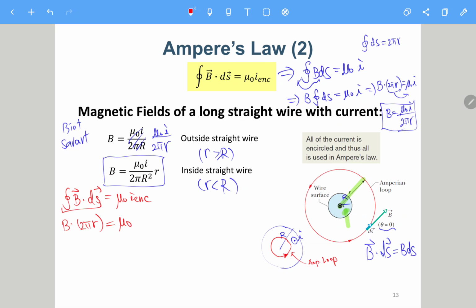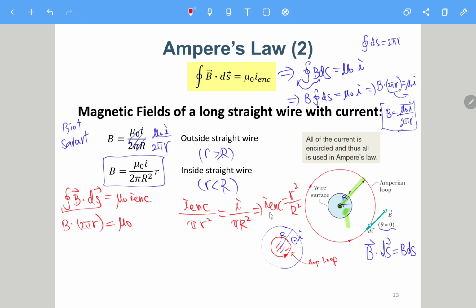I enclosed is not I anymore because I is uniformly distributed over the whole cross-section area. But the Ampere loop is smaller than the wire, which means that I enclosed is smaller than I. But luckily, the current is uniformly distributed over the cross-section area. So we can simply calculate I enclosed over this area. This area is pi r squared. And for the whole I, it is distributed across pi capital R squared. So in this case, I enclosed is r squared over capital R squared. Pi and pi can cancel each other. Okay, so this is I enclosed.